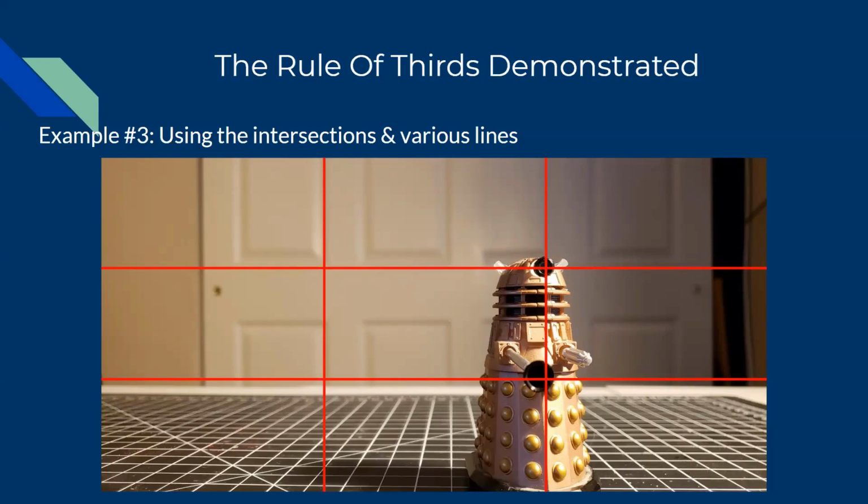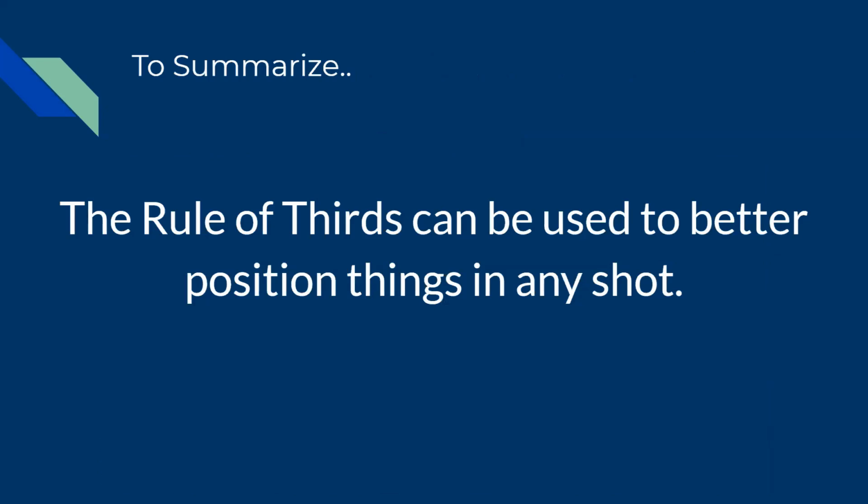So to summarize, if you use the rule of thirds to move things around in your photograph or move your camera around, you can position things in a way that looks a lot more appealing than otherwise. As I mentioned, it's not bulletproof. It doesn't always work, and sometimes you can get results that look better without it, but it does help to try to use it at least a little bit sometimes.